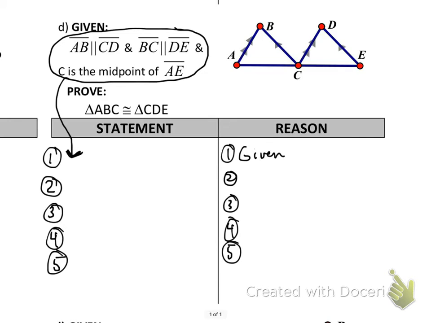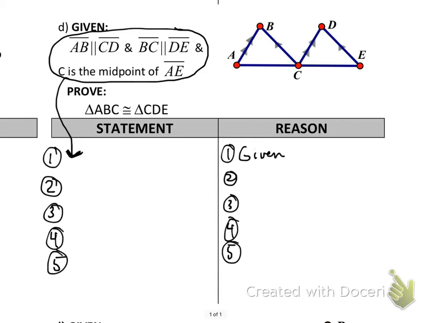Okay, now nothing is given to me as far as congruence. I've got 2 sets of parallel lines, and I've got C as the midpoint of segment AE. All right, so let's go ahead and get started. I say let's get started, but what do you guys notice? I want you to look at this diagram, see if you can find any angle relationships. What do you think? Segment AC is congruent to segment BC.